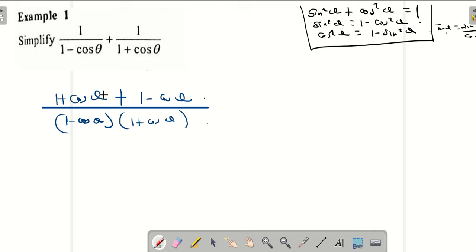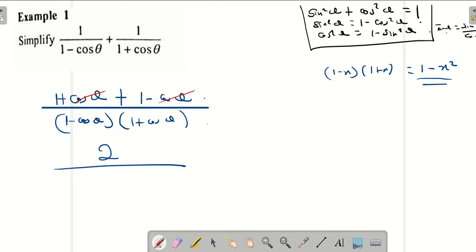So here we can see that cos theta minus cos theta will go away. So we are left with 1 plus 1, which is 2, all divided by. Now, we know from difference of two squares that if you have, let's say, 1 minus x, 1 plus x, it is the same as 1 squared, which is 1, minus x squared. This is difference of two squares. We can apply the same thing here. So since we have 1 minus cos theta, 1 plus cos theta, it can be written as 1 squared, which is 1, minus cos theta squared, which is cos squared theta.